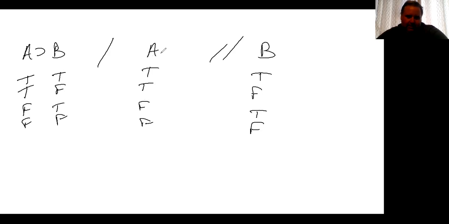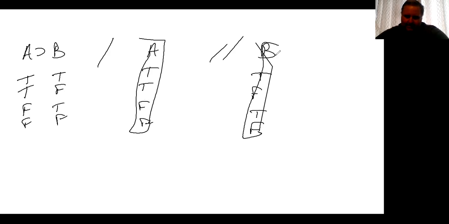Now, this one, we already know what the main operator is. There is no main operator, it's just a letter. So the only one we're going to have to do is find out what this one is, right? So true horseshoe true is true. True horseshoe false is false. False horseshoe true is true, and false horseshoe false is true.